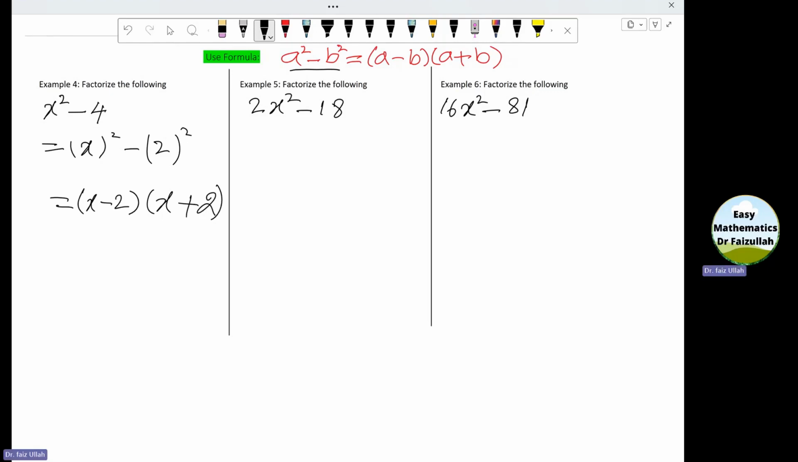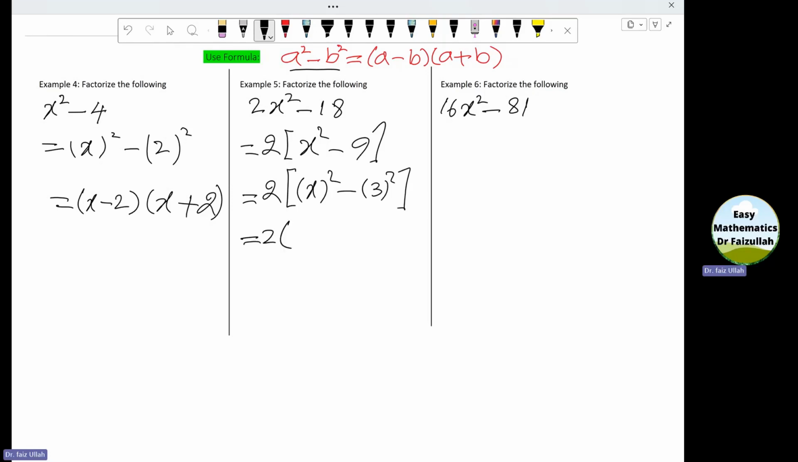In this example, first of all, 2 is common. Let us take it. So we have x square minus 9. And now it can be written as 2 into x whole square minus 3 whole square. And we can see that here x is equal to a and 3 is equal to b. So using the same formula, we can write that this is equal to 2 into x minus 3 into x plus 3, and that is the required factorization.